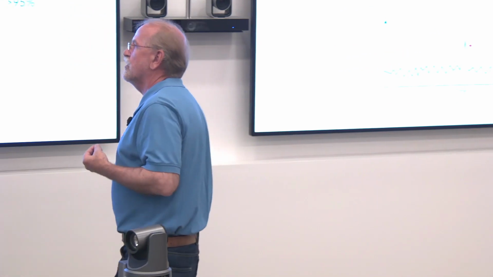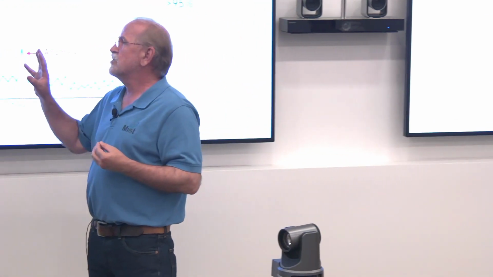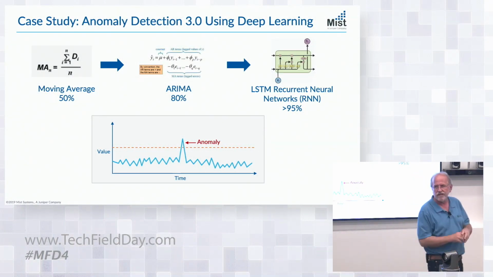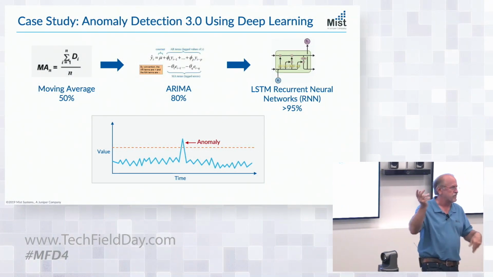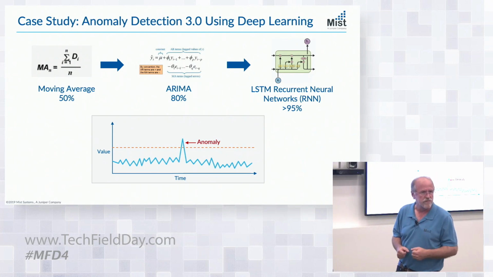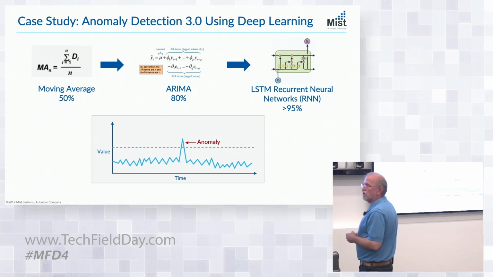We've been on the journey for the last 4 years. We started the journey with something called moving average. This is very simple-minded. We'll look at the average and we'll look at things that are above and below the average too much. We got about 50% accuracy. Yes, we could find some anomalies, but half of them were wrong.